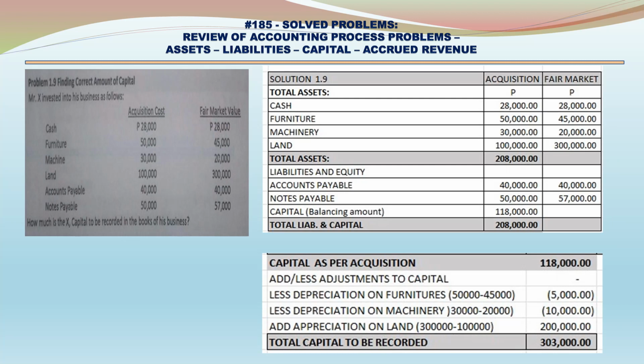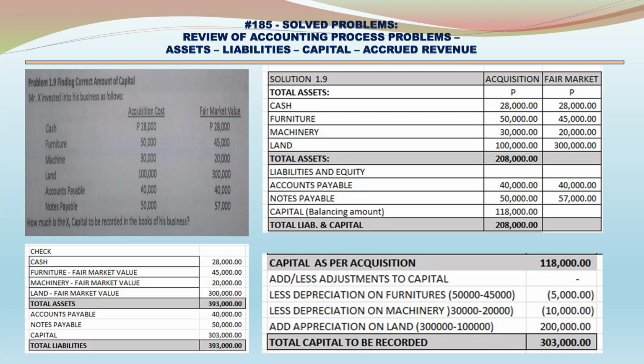Add or less adjustments to capital. Less depreciation on furniture 5,000. Less depreciation on machinery 10,000. Add appreciation to land 200,000. Total capital to be recorded 303,000.